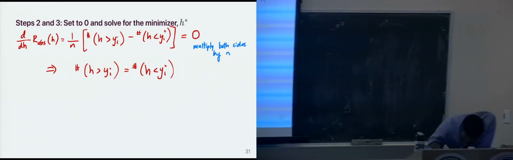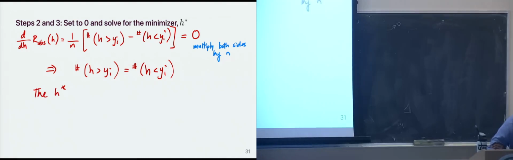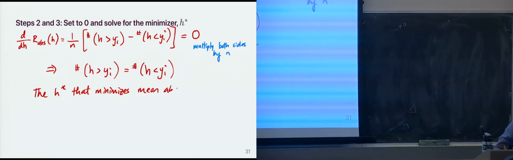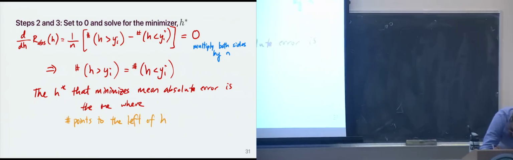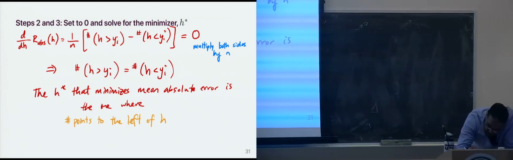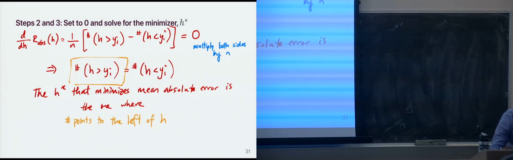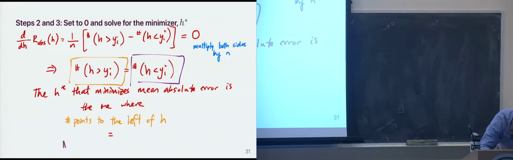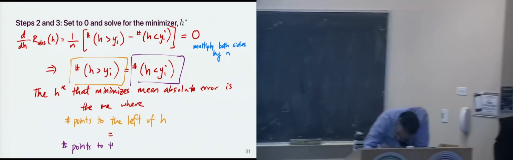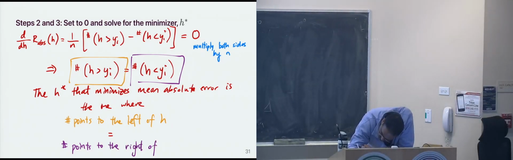Okay? Taking a step back, what this is saying is the h star that minimizes mean absolute error is the one where the number of points to the left of h equals, and that's this, here, equals this, which is the number of points to the right of h. Okay?